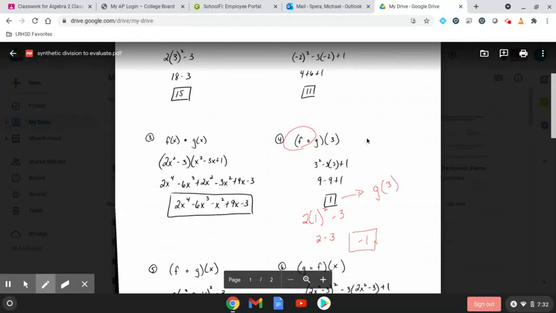Which, guys, like I said yesterday, we have to understand function notation. g of 3 equals 1. Well, what does that mean? That really simply just means when x is 3, y equals 1 in the g of x function.